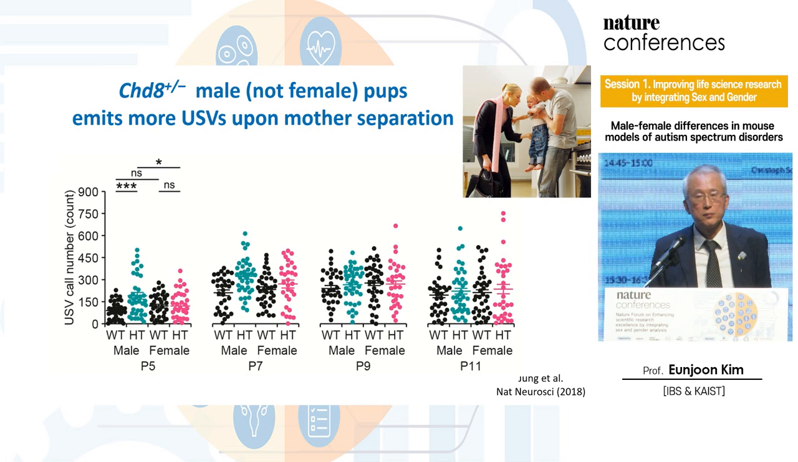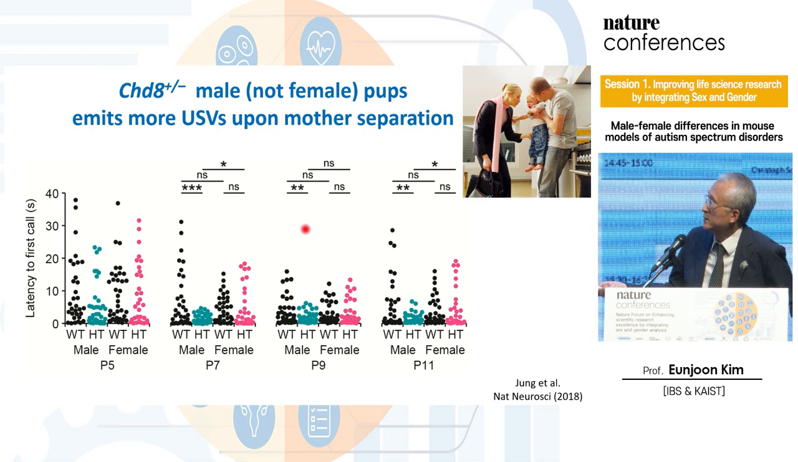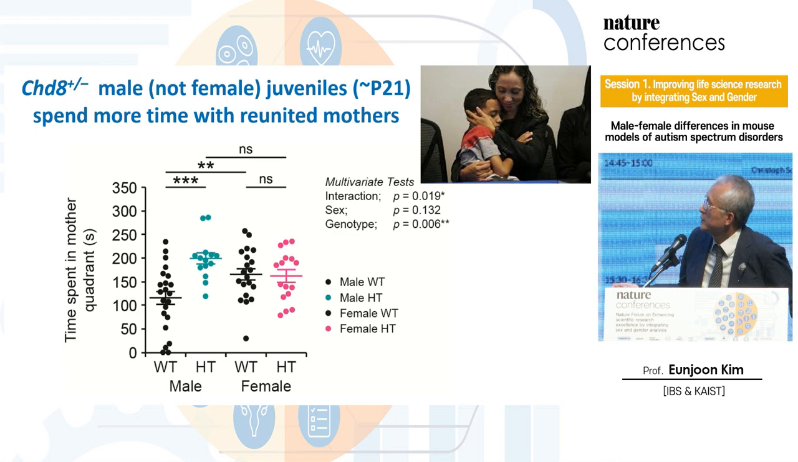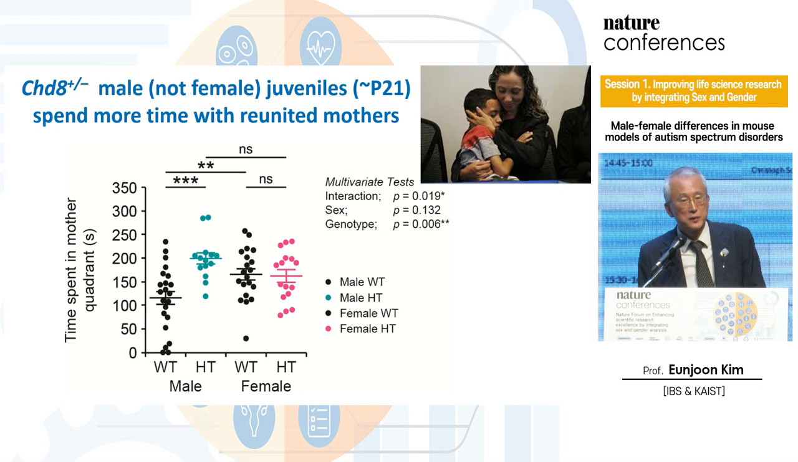Also, when you measure the latency to first call of USV when they're separated from their mothers, the male mice were quicker in emitting USV calls. Also, male mutant mice spend more time with reunited mothers when they're separated from their mothers for about 30 minutes and allowed to reunite with mothers. But this kind of a behavior was not observed in females.